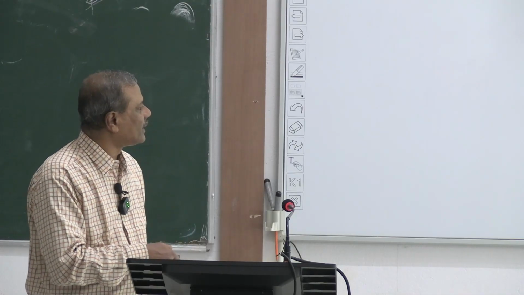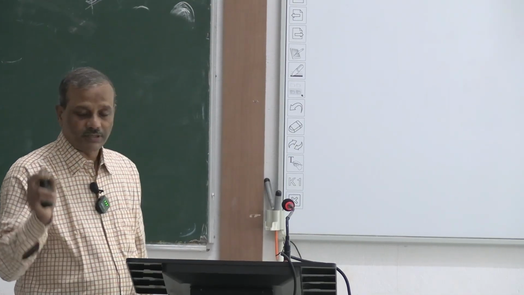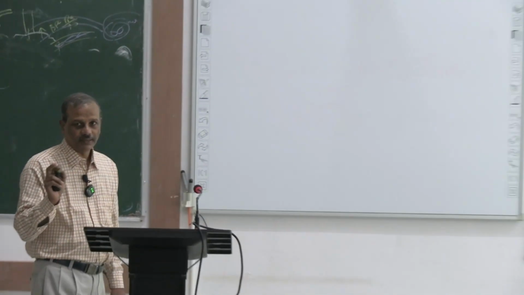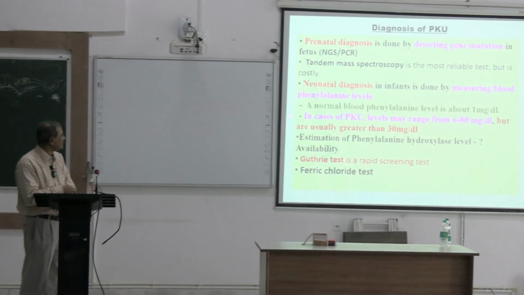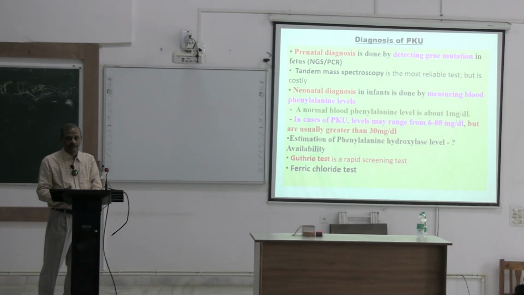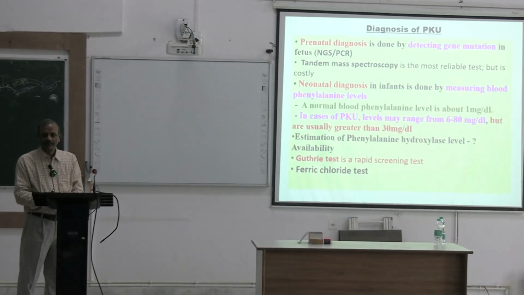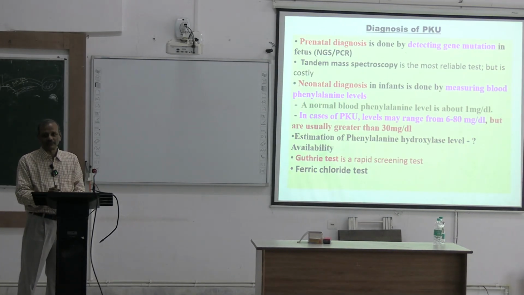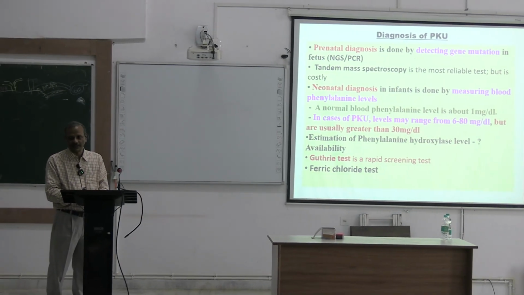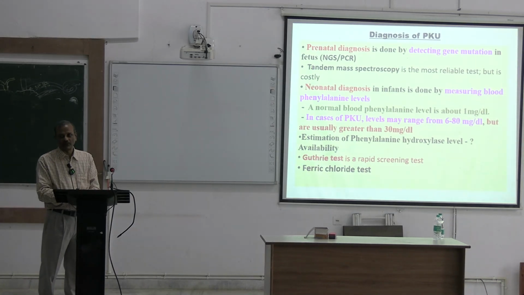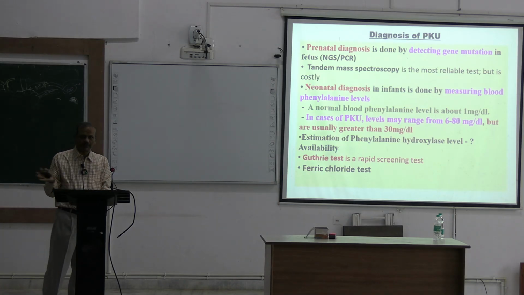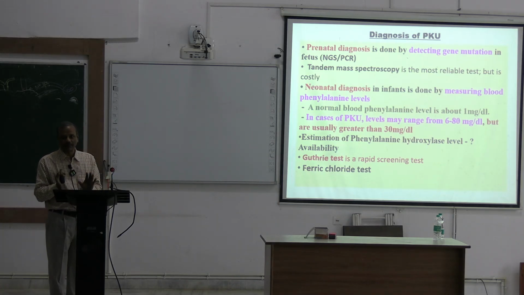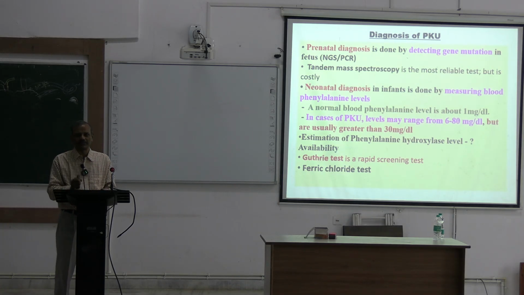So blood phenylalanine by tandem mass spectrometry is not available everywhere. This is also costly. Neonatal diagnosis by measuring phenylalanine level is very difficult to get, in which laboratory it is being done regularly, daily. These are all done by specialized laboratories. It's not that easy. Because of the breakdown, wear and tear, some amount of everything will be present in the blood.